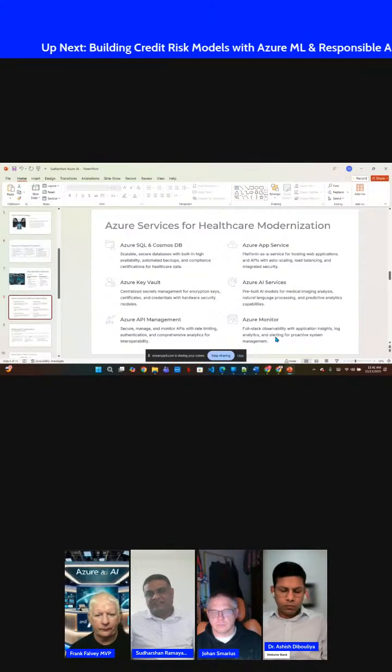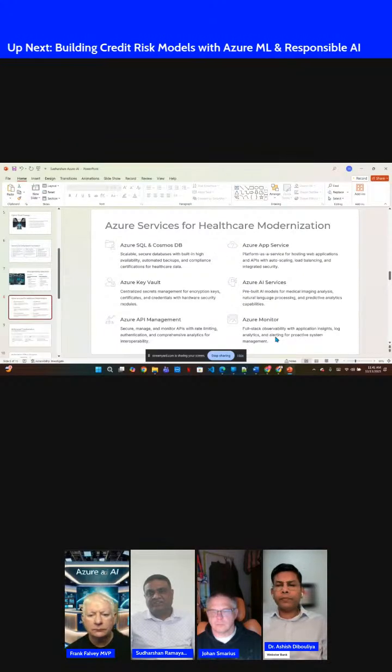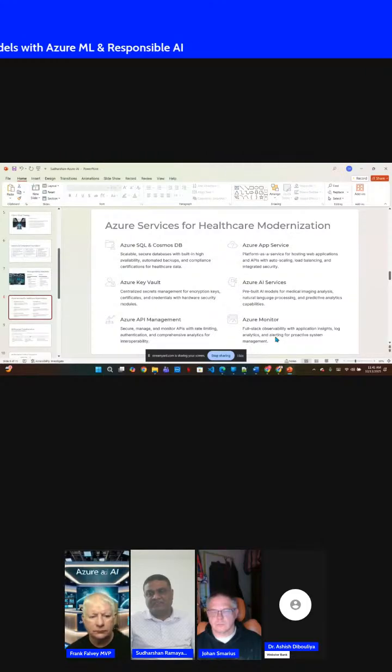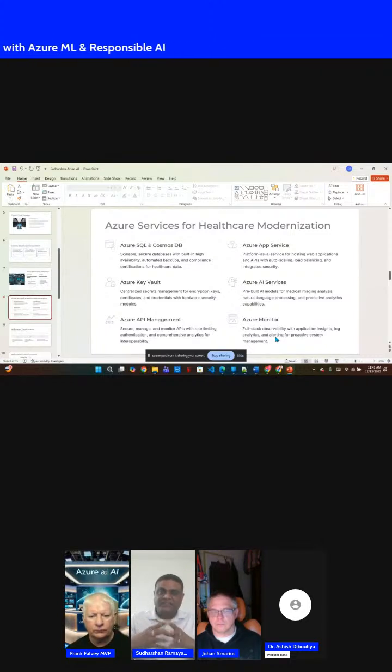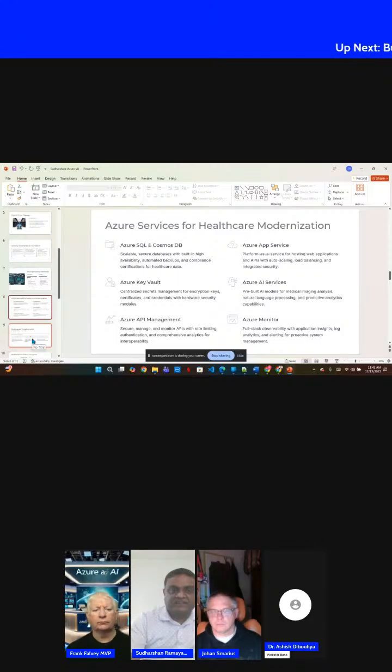One more, Azure AI services, with pre-built AI models for medical imaging analysis, natural language processing, and predictive analytics capabilities. Another one is API Management: secure, manage, and monitor APIs with rate limiting, authentication, and comprehensive analytics for interoperability. And the final one is Azure Monitor, full stack observability with Application Insights, Log Analytics, and alerting for proactive system management, by creating various dashboards where you can see graphs of how the data is increasing and how many patients are applying for claims. All those things will be monitored in detail and visualized here.